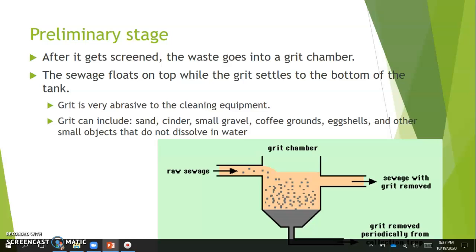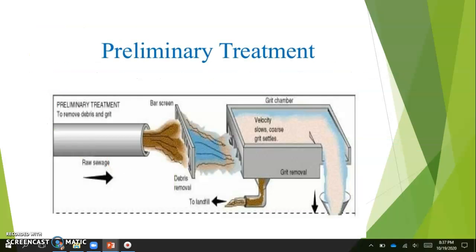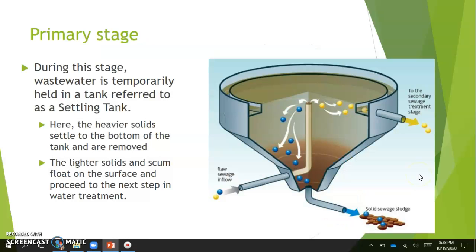So the grit will be removed in the grit chamber, and then the sewage will be able to move along. Again, the sewage comes through, gets to the screen, the large things are filtered out, and then in the grit chamber we have the settling of that grit. The grit will then be taken to the landfill, which we'll talk about later, and then the water will move along. Then we get to our primary stage.